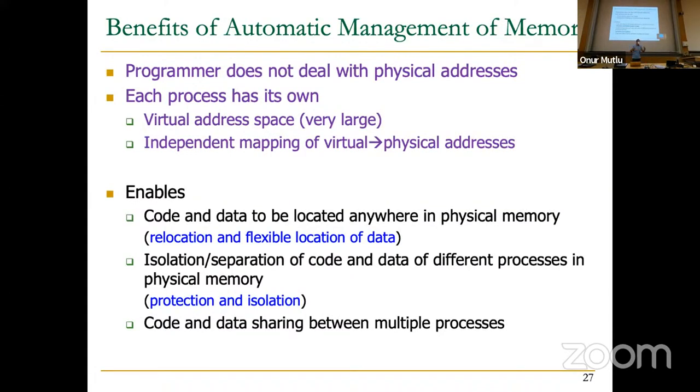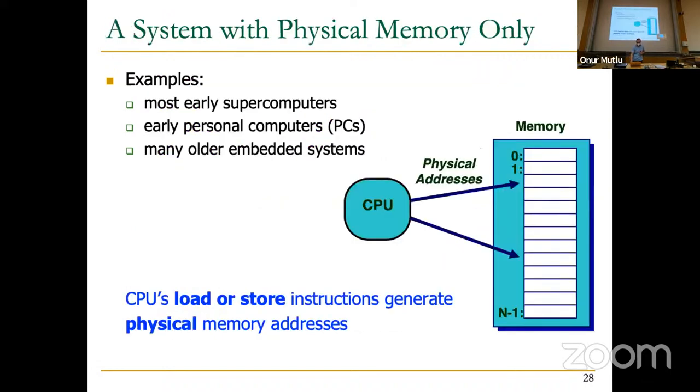So this indirection provides a lot of benefits. You can separate physical memory space of different processes, and you can also share physical memory space between processes, and you can locate the physical memory of a process anywhere in your physical memory system because those addresses are not hard-coded in the program. Let's put it that way. Okay, so these are three major benefits in the end.